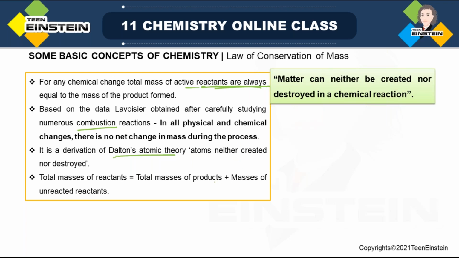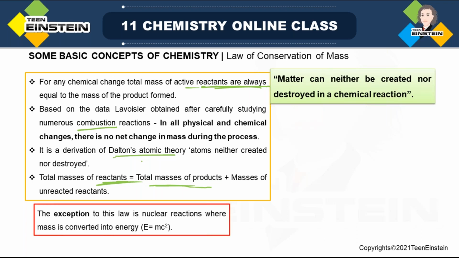Atoms can neither be created nor destroyed. So total mass of reactants equals total mass of products plus masses of unreacted reactants. It may happen sometimes that all the reactants are not converted to product. In that case, it will be the total mass of product as well as the amount of starting material or reactant which is left unused, that is unreacted.